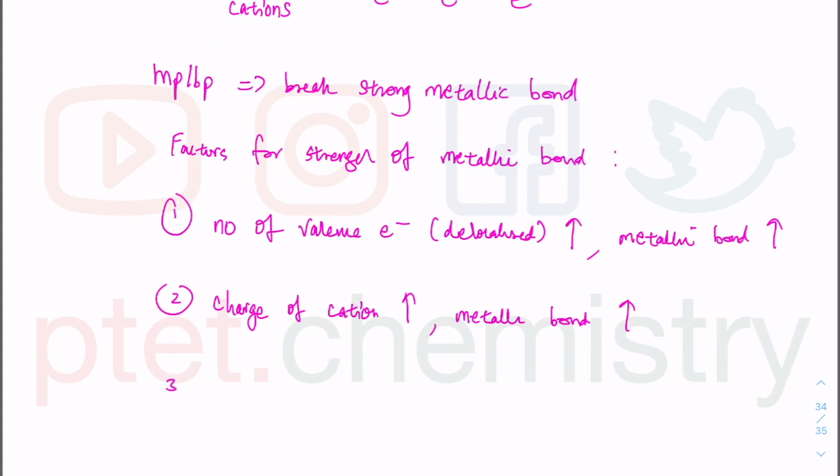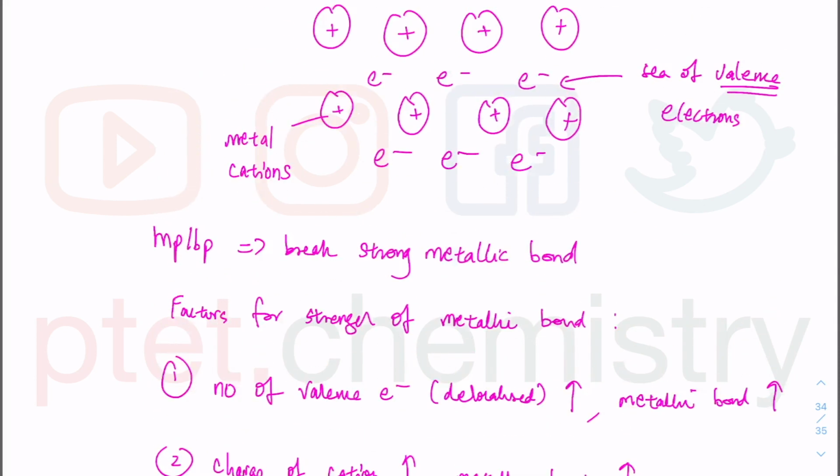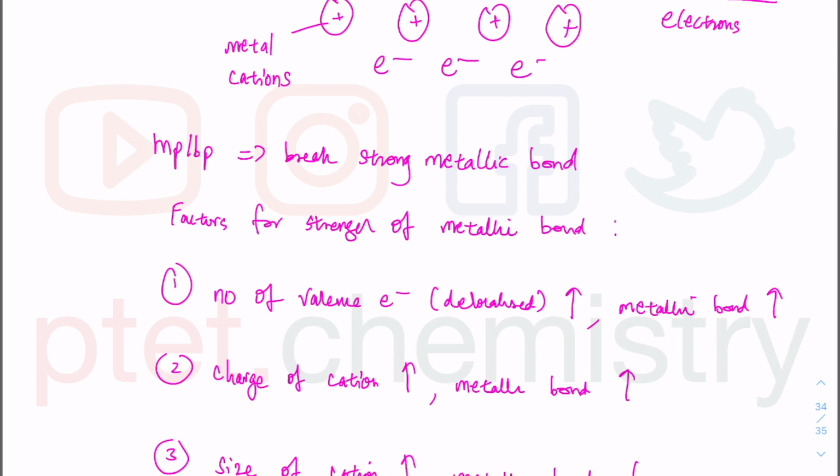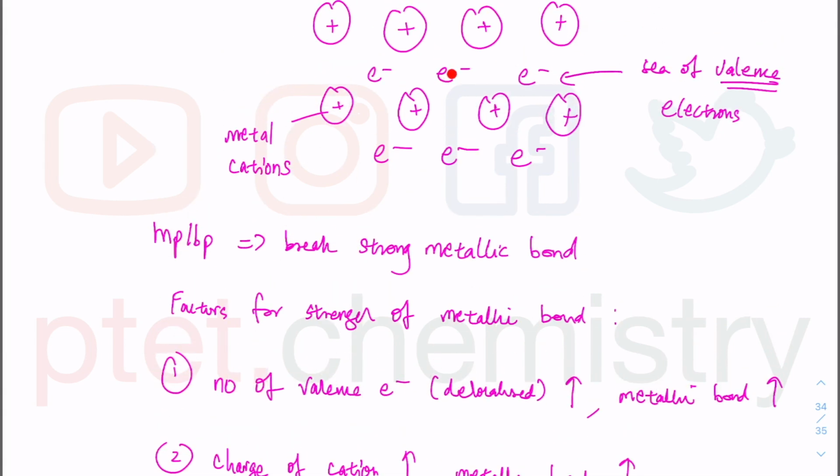And last but not least, the size. So if the size of the cation increases, then the metallic bond will get weaker, because the attraction is actually from the nucleus, which has the positive charge. The net positive charge is in the nucleus and is attracted to the electrons. So the bigger the size, the further away the negative charge is from the nucleus in the center, and therefore the metallic bond is slightly weaker.